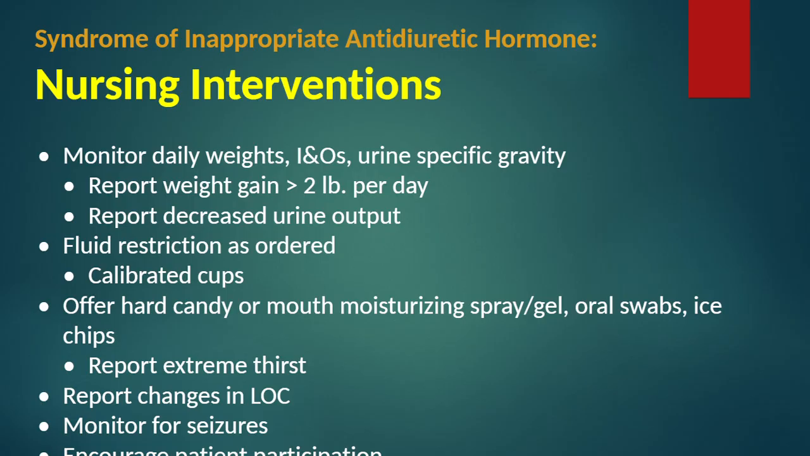First, we need to monitor daily weights, intake and output, and urine-specific gravity. A sudden weight gain of more than 2 pounds per day may indicate fluid retention. It's also important to report any decrease in urine output, since this means the kidneys are continuing to hold onto water instead of excreting it. Daily weight is often the most reliable indicator of fluid status, better than intake and output alone, so weigh patients at the same time each day using the same scale.